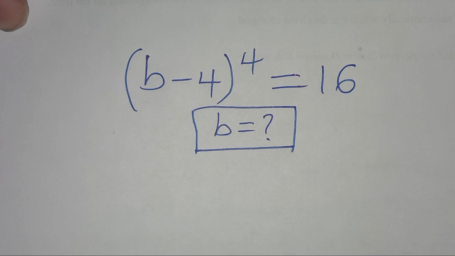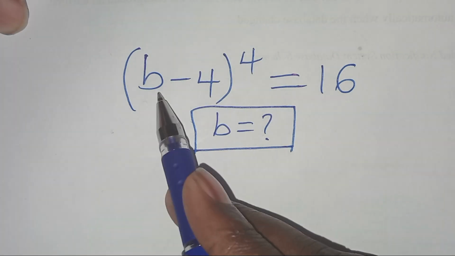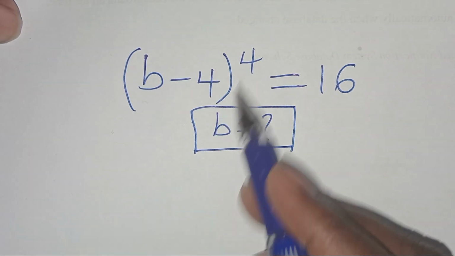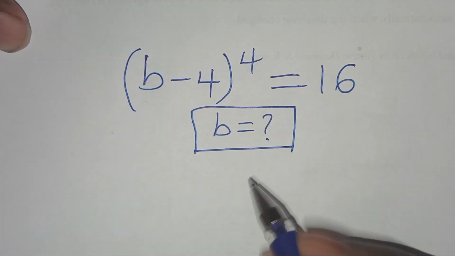Hello everyone, you're welcome to solve this nice algebra problem, which is (b - 4)^4 = 16. What is the value of b?